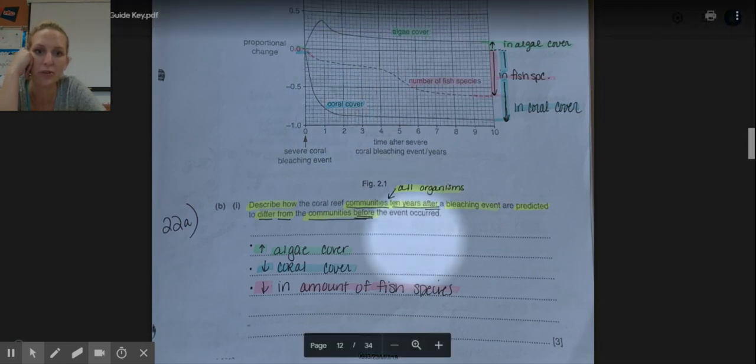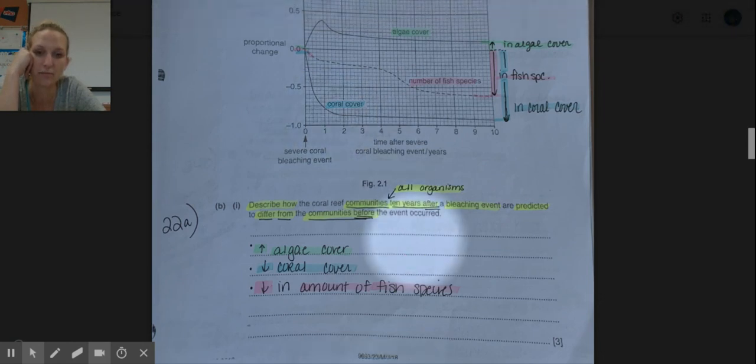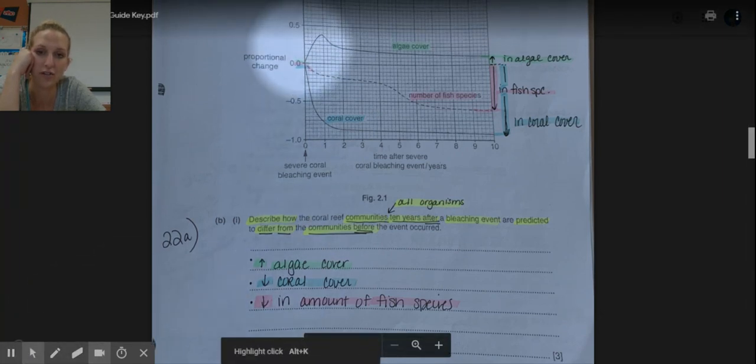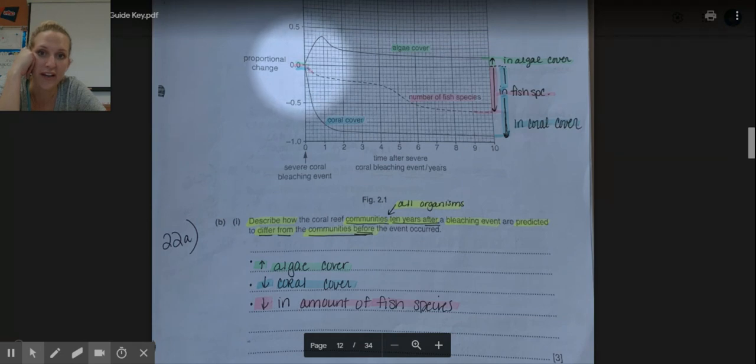So how is it supposed to differ 10 years after the bleaching event? If I'm looking at algae, here it's starting at 0. And if I'm following this flat line, if it stayed there, that would mean no change. But it's a little bit higher, actually. So there is an increase in algae cover. And it says proportional change. How does it change compared to itself? It increased. So increase in algae cover.